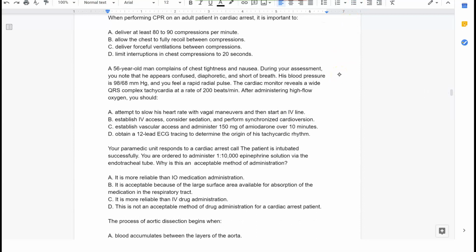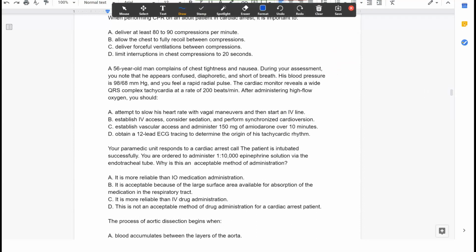When performing CPR on an adult patient in cardiac arrest, it is important to, this is back to BLS, right? 80 to 90 compressions a minute is not enough. Allow the chest to fully recoil between compressions. Yes. Deliver forceful ventilations. Not if you don't want to be covered in vomit. Limit interruptions in chest compressions to 20 seconds. That's a really long time. Allow chest to fully recoil.